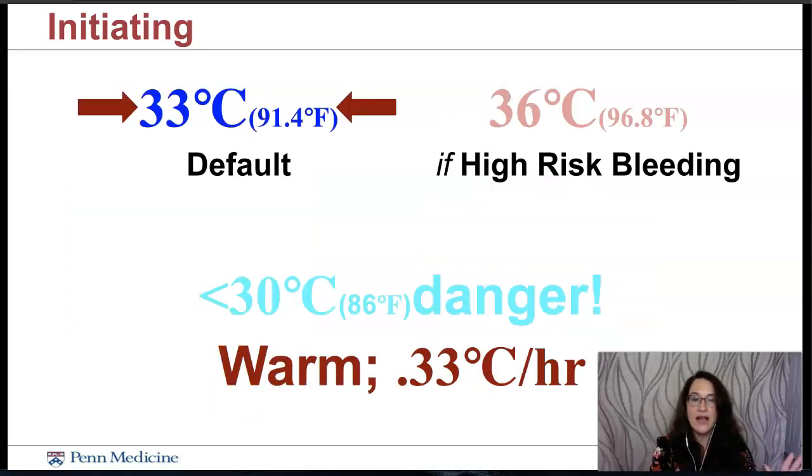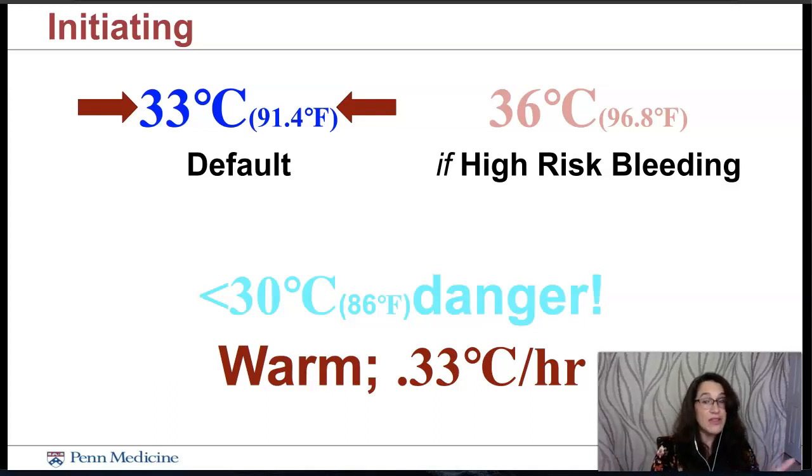In terms of thinking about temperature, this has gone back and forth over the years, but the pathway says 33 degrees is where we should really be aiming, unless we have some sort of issue with bleeding or underlying condition that makes us think that 36 is the better choice. But you should be preferentially cooling everybody to 33 unless you have a really good reason to make them 36.